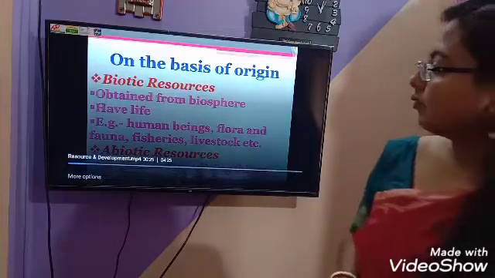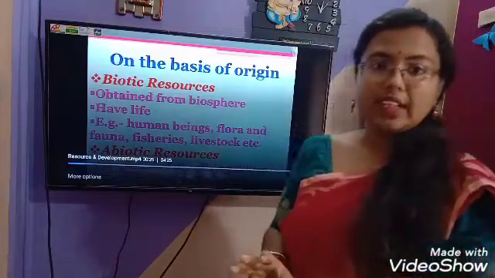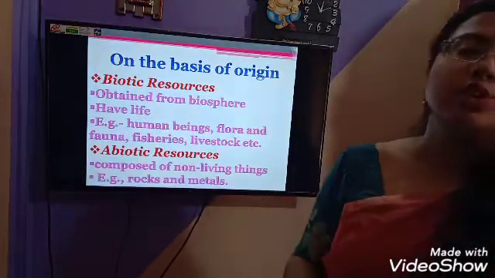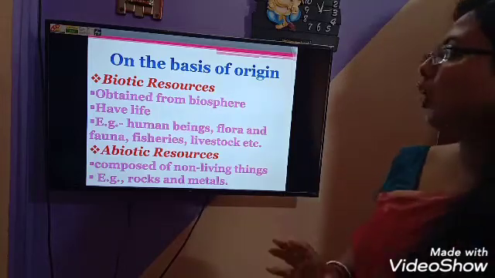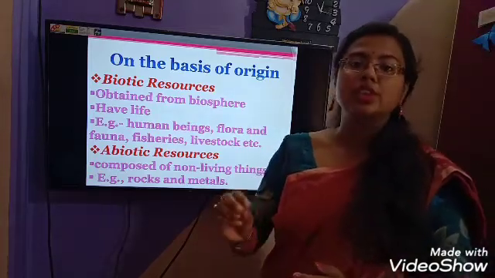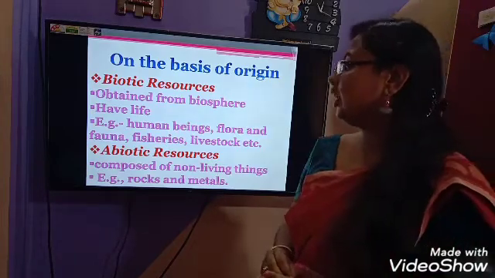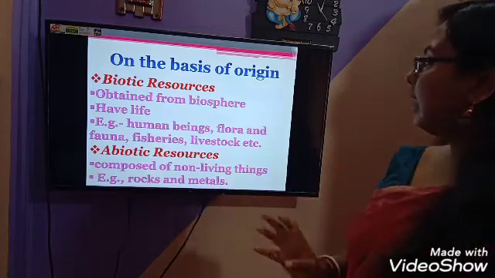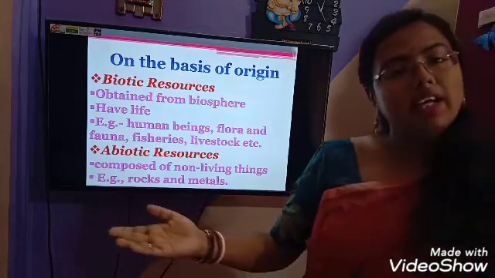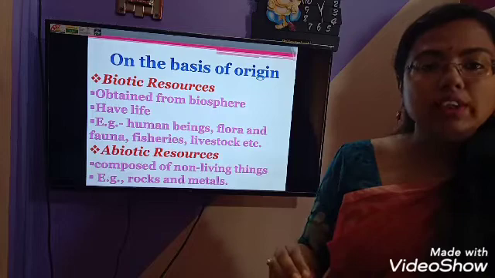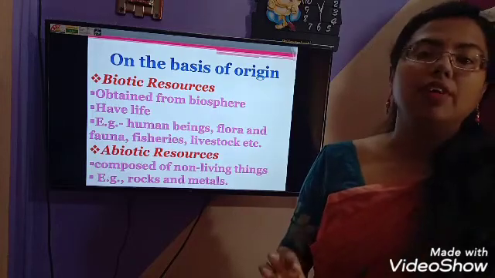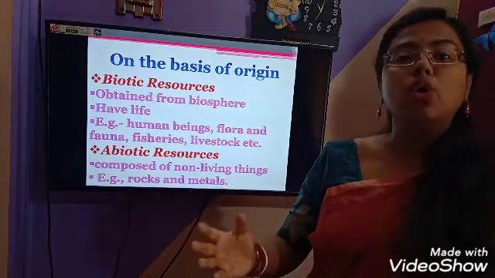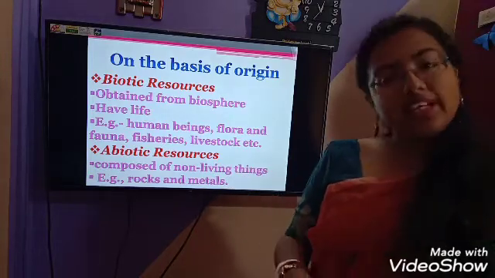Okay. Next, we will go for the different types of resources. First of all, on the basis of origin, that means from where we are getting the resource. On the basis of origin, resources are 2 types. First of all, biotic resource, that means the resource which we are getting directly from nature and which has a life, like for example, the flora, fauna, etc. And the abiotic resource, these we also get from nature, but these resources don't have any life, like the rocks, minerals, etc.